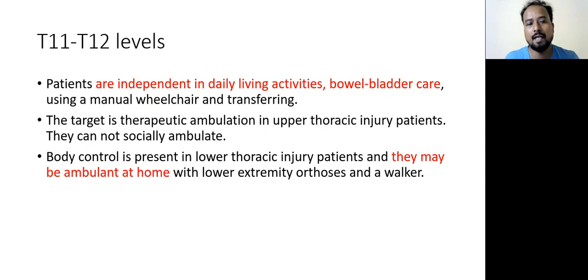T1 to T12 levels, because the trunk is affected. From T1 to T11, there are no separate levels given, because it really doesn't make much difference. They all have more or less similar function. But if the level is T11 and T12, the biggest advantage is that they are able to move out of the wheelchair and walk, with home ambulation. They can walk to some extent within the home with the help of a crutch or a walker. That's the major recovery that you can see. But going out of the home, they still need a wheelchair.